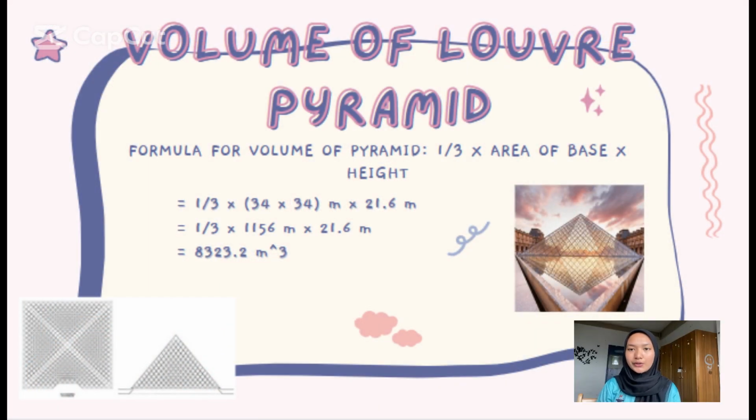Hello guys, I'm Aina. Here I would like to present how to calculate the volume of the Louvre Pyramid. First and foremost, the volume of the pyramid is calculated as 1/3 multiplied by the base area and then multiplied by the height. We know that the height of the pyramid is 21.6 meter and the base area is 34 multiplied by 34. So 1/3 multiplied by 34 multiplied by 34 multiplied by 31.6 meter is equal to 8,323.2 meter.